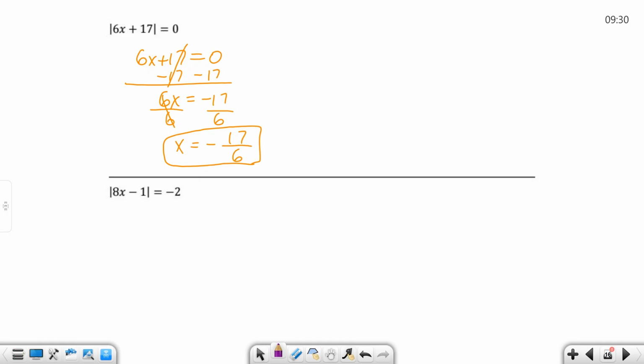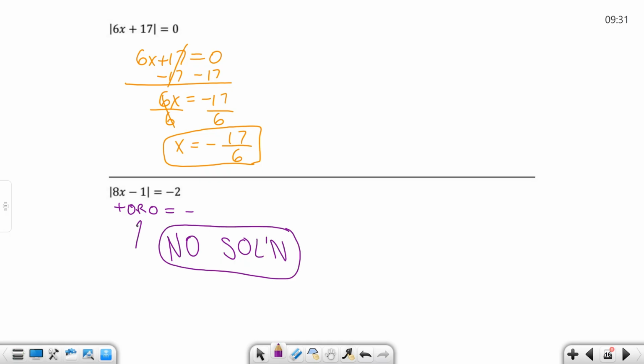So here, 8x minus 1 in absolute value equals -2. The absolute value is by itself and it's equal to a negative. So again, and I like to write this down to remind myself, and that way your teacher may know, hey, what are you doing here? Equals a negative. Positive and 0 never equal a negative, so the answer here is no solution.